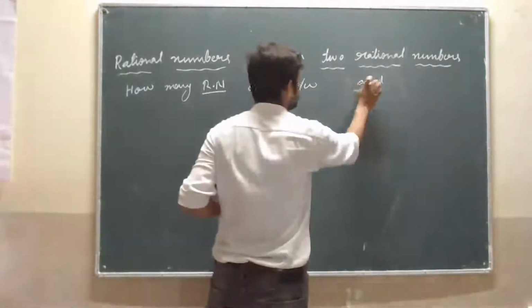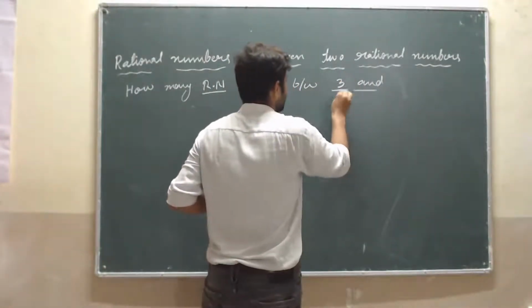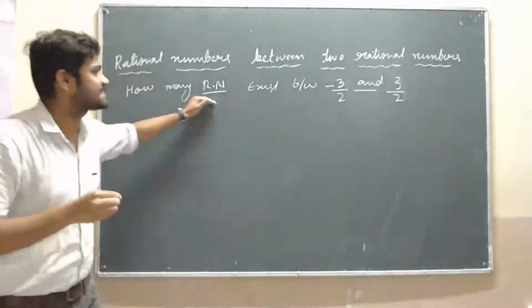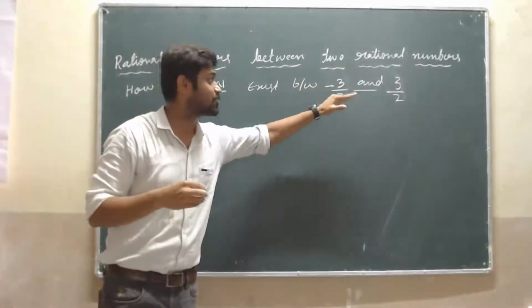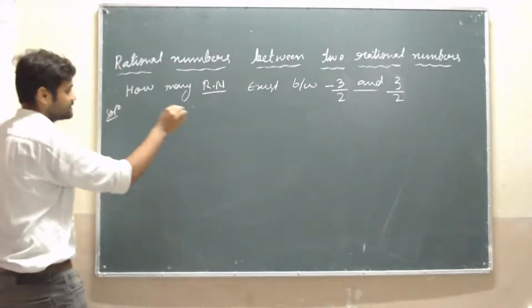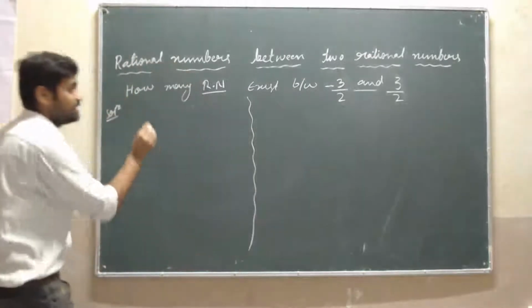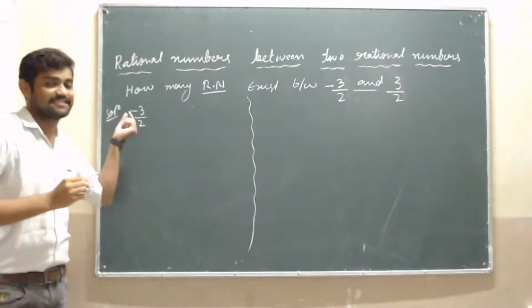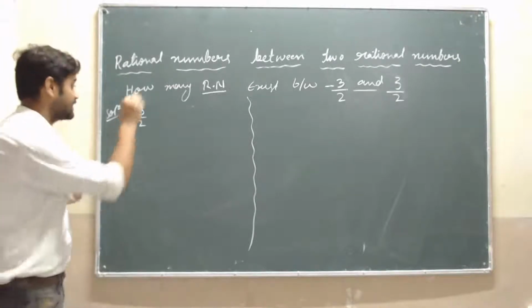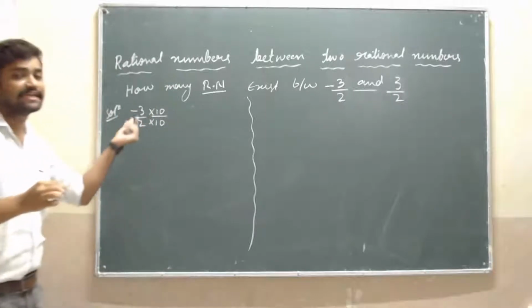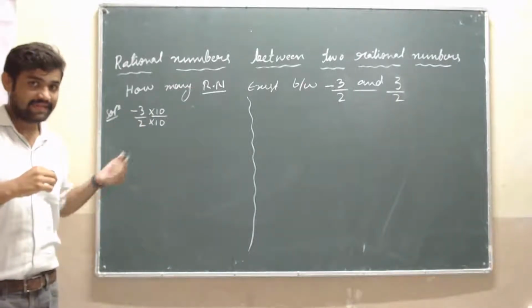See, minus 3 by 2 and 3 by 2. How many rational numbers exist between minus 3 by 2 and plus 3 by 2? See here, solution. Minus 3 by 2 is... okay, this minus 3 by 2 I will convert into, that is, I will multiply and divide by 10.